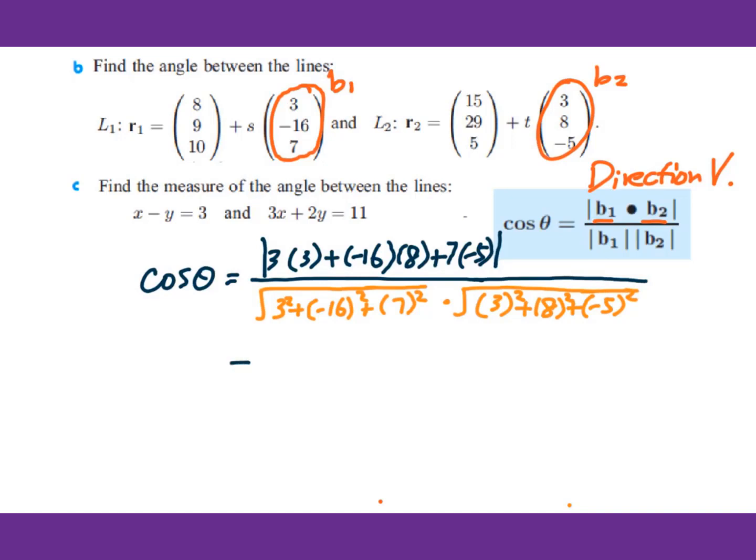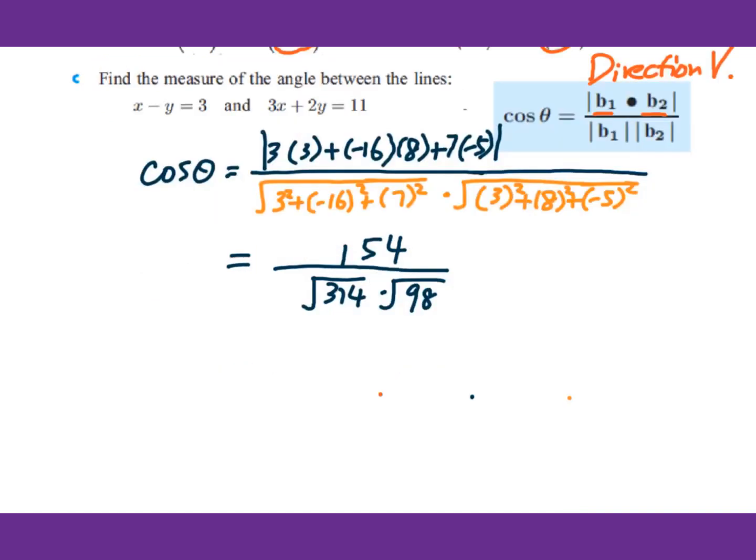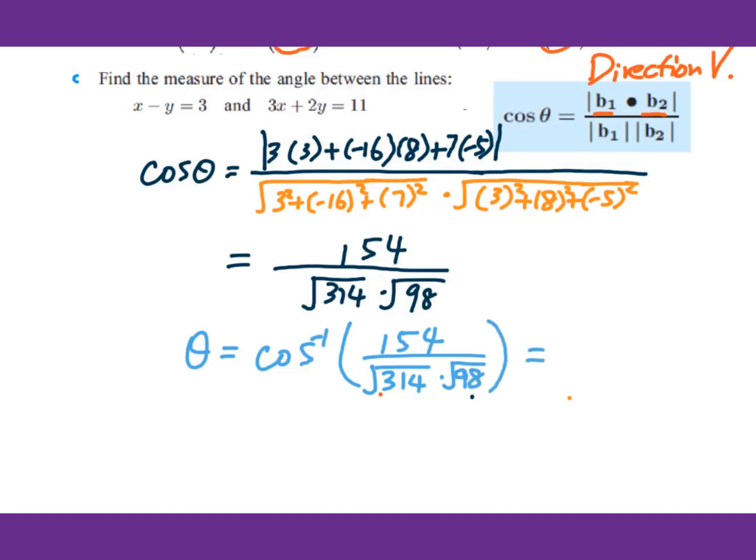So we put it into the calculator, and you will get the top. You don't have to simplify this square root. Anyway, we need to put it into the calculator. Theta equals inverse cosine of 154 over the square root of 314 times the square root of 98, which equals 28.61 degrees. That will be this theta.